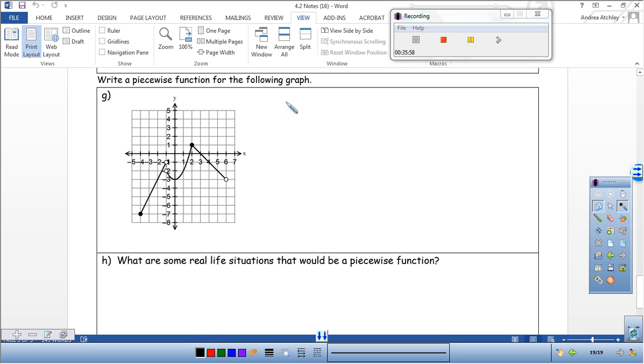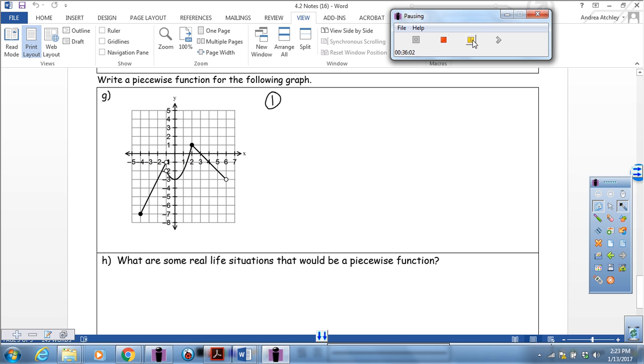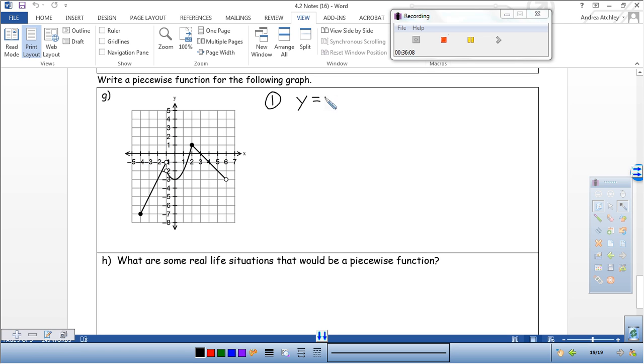Okay, so for number 1, it's a line. So we're looking for the equation y equals mx plus b, because it's linear. It looks like a line, right? Okay, so we need our slope. So it goes up and over. Okay, so up 2 and over 1 is the slope of 2.